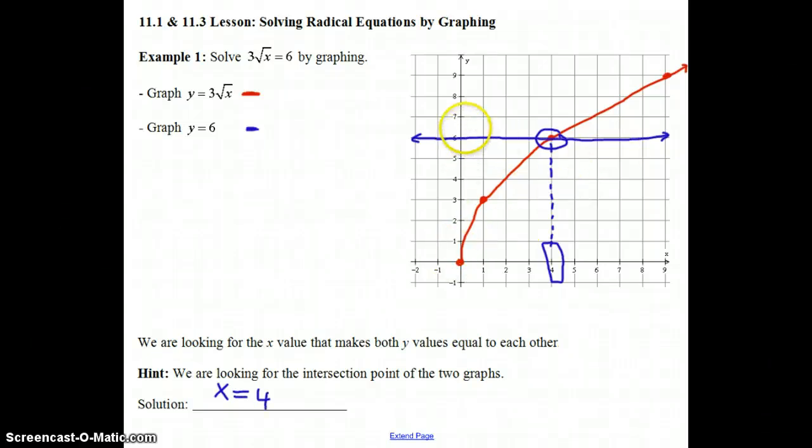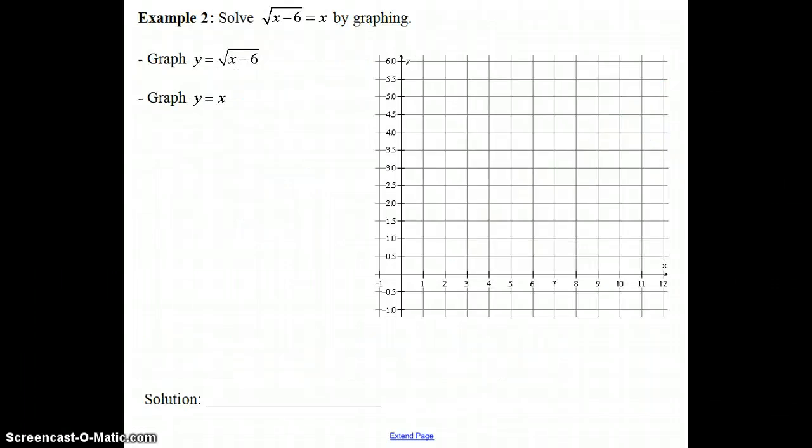And the y value of the intersection point is basically going to be the y value of the left side and the right side once we substitute in the 4. So this will be 3 square root of 4 is equal to 6. 3 times 2 is 6. So this is saying the y value at x equals 4 is 6 for both equations, and that's why they intersect.